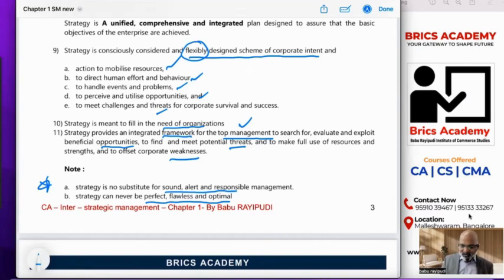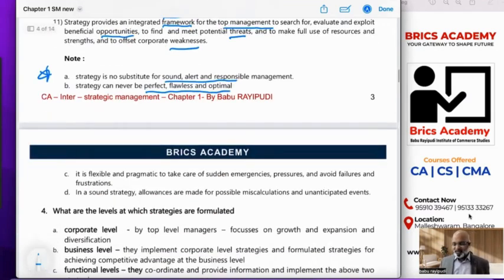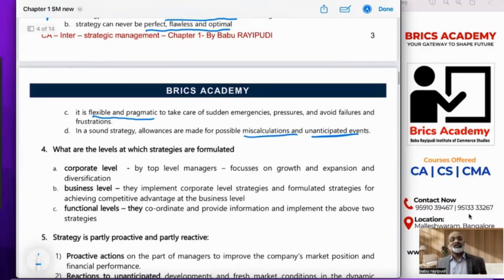Therefore, the third point is it should be flexible and practical. Some flexibility you have to give. In a sound strategy, allowances are made for possible miscalculations. That means when you have a better strategy, if there are any unexpected events, your strategy must be flexible, must be able to be changed. If you're not able to change strategy, then there is no use of having strategy. Okay, now this is what we studied today.